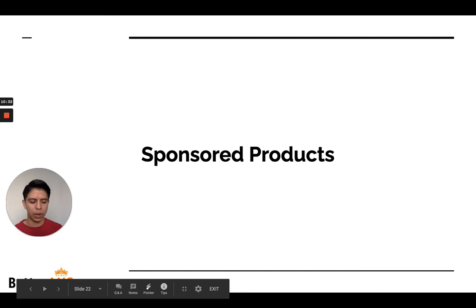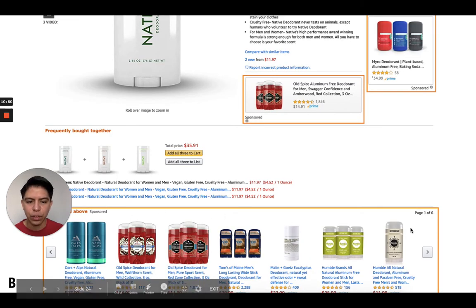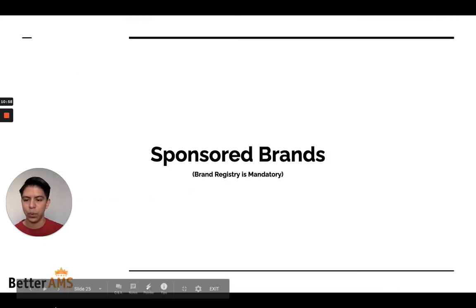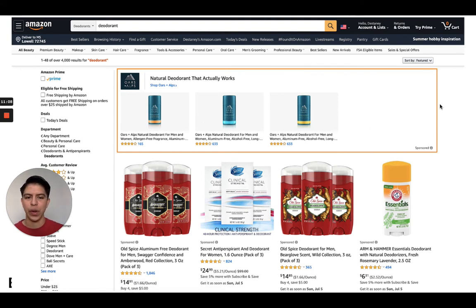So sponsored products, right? You want to run sponsored products. You've got keyword targeting, product targeting, and category targeting. Sponsored products populate when you do a search right below the headline ad, and on the product detail pages, they will populate right here. Sponsored brands, again, brand registry is mandatory. Make sure you get your brand before trying to run these kinds of ads, otherwise Amazon will not allow you. Sponsored brands show right here. You can see it's a totally different ad unit, so make sure you cover that as well.